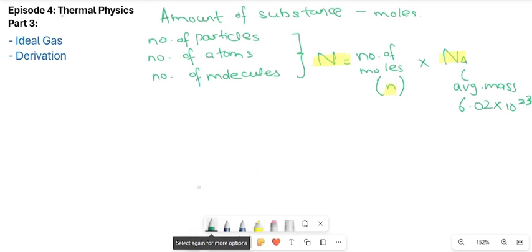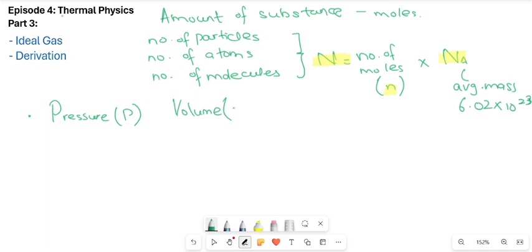Now the next part is I'm going to look at the relationship between pressure, which is P, then volume, which you must have done before as well, and then temperature, which is T. Now you obviously know when you increase the temperature, the particles gain more energy, and so they start colliding with each other with more force, with more pressure. So temperature and pressure are directly proportional. So I can say pressure is directly proportional to temperature.